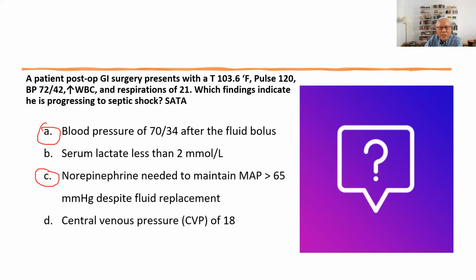To know if the patient is progressing to septic shock, you need to think about the findings that are associated with this condition. So septic shock is characterized by hypotension, usually defined as a systolic blood pressure of less than 90. And this usually does not respond to IV fluids. And of course, the patient needs vasopressors like norepinephrine to maintain a mean arterial pressure that's greater than 65. So this is going to be a correct response.